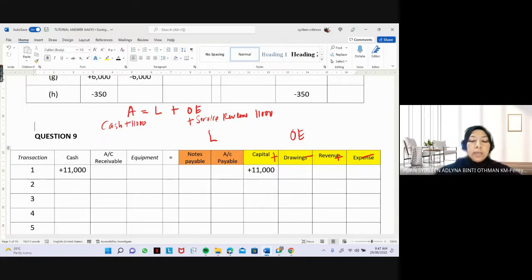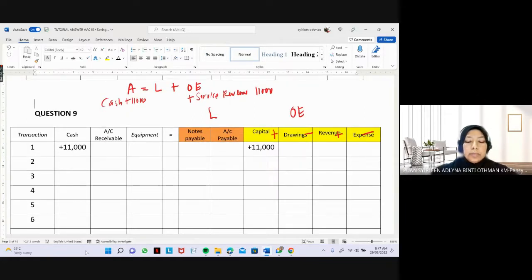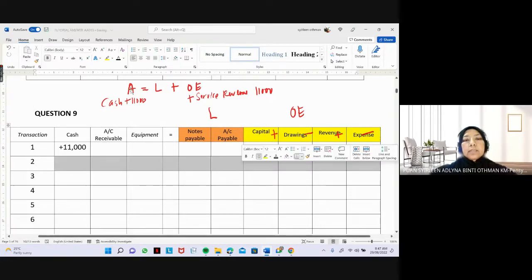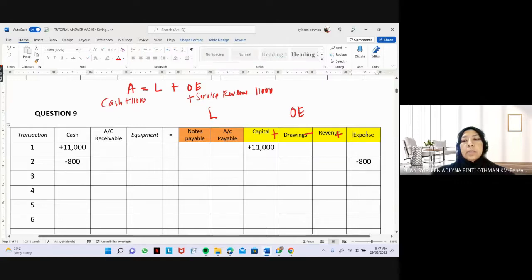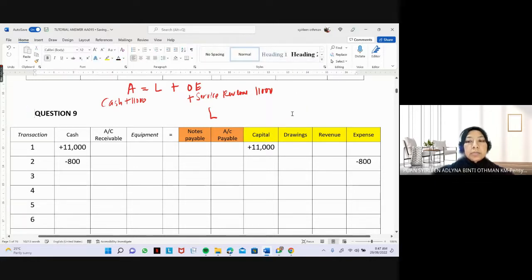Okay, all right. Nombor 2, paid 800 for rent. Okay, rent is expenses. Okay, so kita bayar sewa, kita akan tolak 800 from your cash, and because it is expenses, kita akan minus 800 di expenses. Kalau you only have one column which is your owner's equity or your capital, that means di column tersebut kita akan letak minus 800 as well. Okay, alright. Number 3, purchase equipment on accounts 3,000.